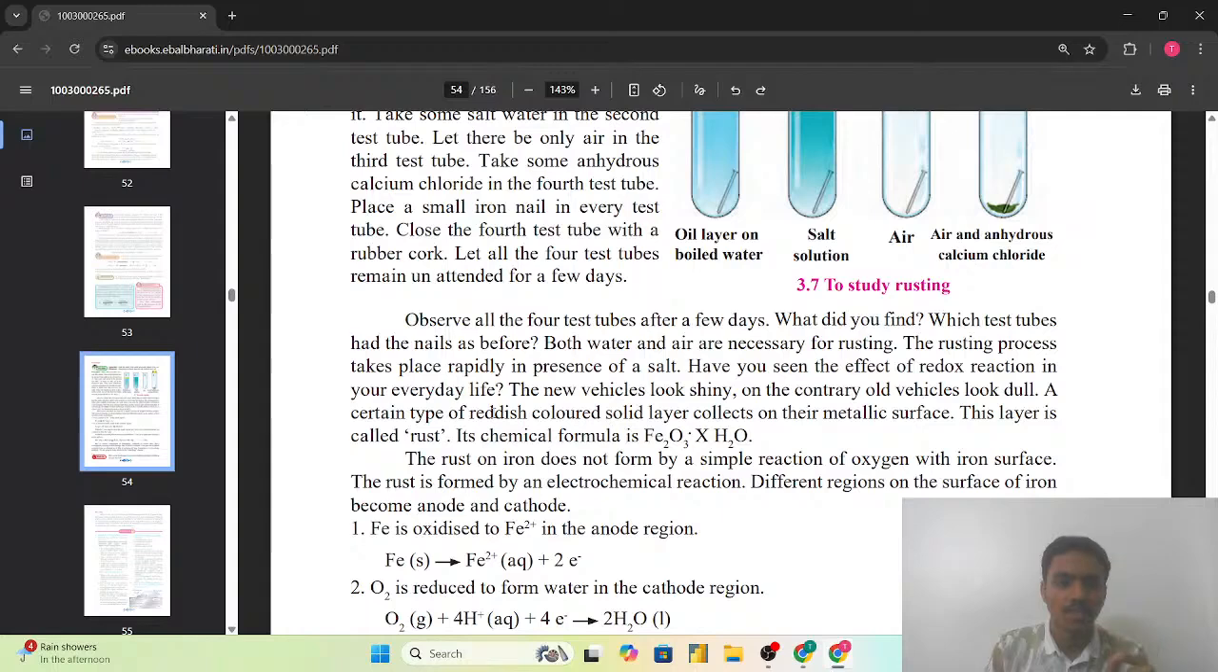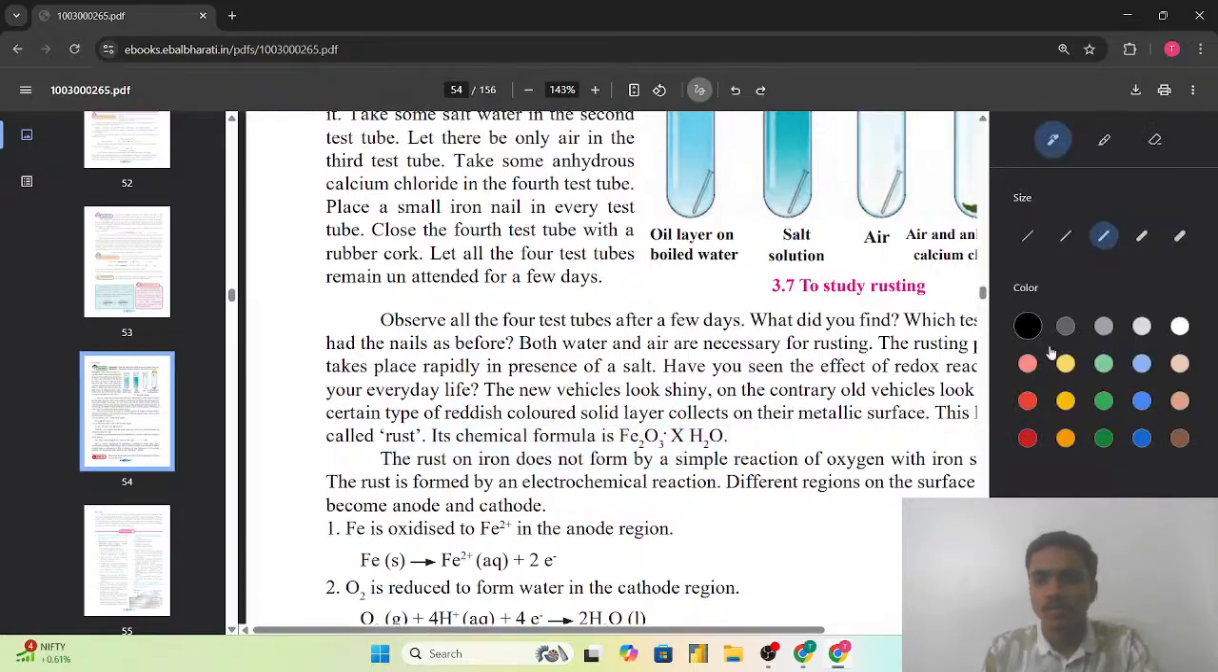A certain type of reddish colored solid layer collects on their metal surface, और मेटल के सरफेस पे एक रेडिश कलर की सॉलिड लेयर कुछ समय के बाद अपीयर होने लगती है। This layer is called as the rust. इसी को हम रस्ट कहते हैं, और इसका केमिकल फॉर्मूला है Fe2O3.xH2O। तो this is the important formula which you have to keep in mind and remember regarding all your exams, also asked many times in the activity. Fe2O3.xH2O.